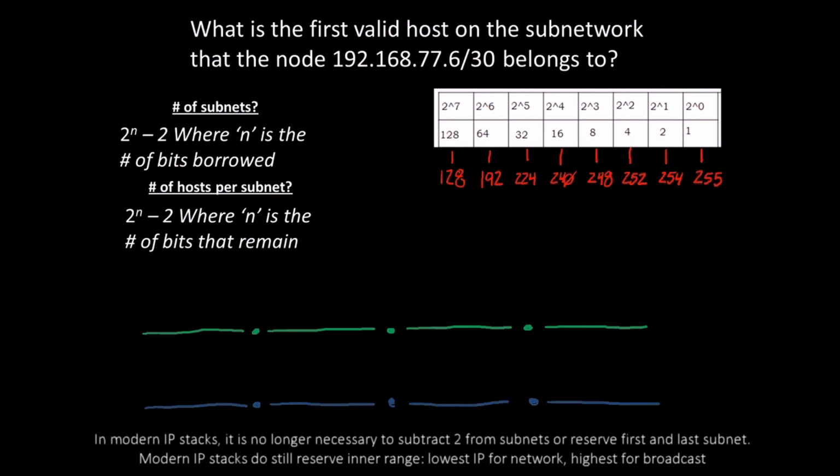So here again we have another word problem. What is the first valid host on the subnetwork that node 192.168.77.6/30 belongs to? Again, don't concern yourself or get scared about the word problem at first. We got a slash notation here, so we're going to concentrate on that. We need to figure out what our subnet mask is.